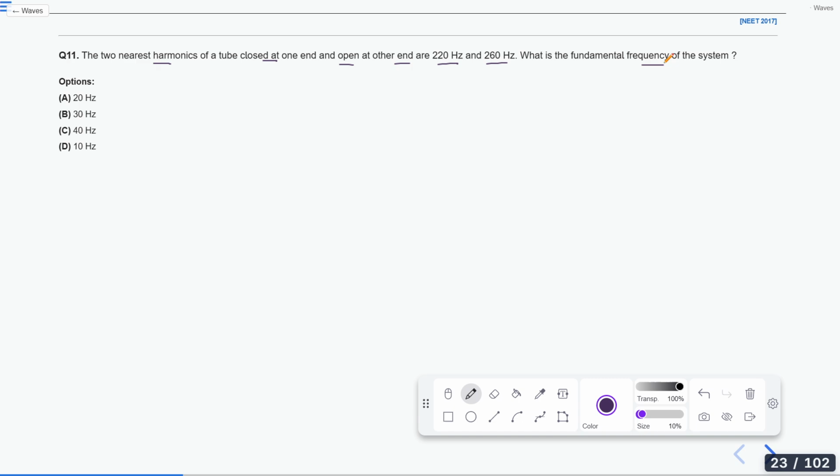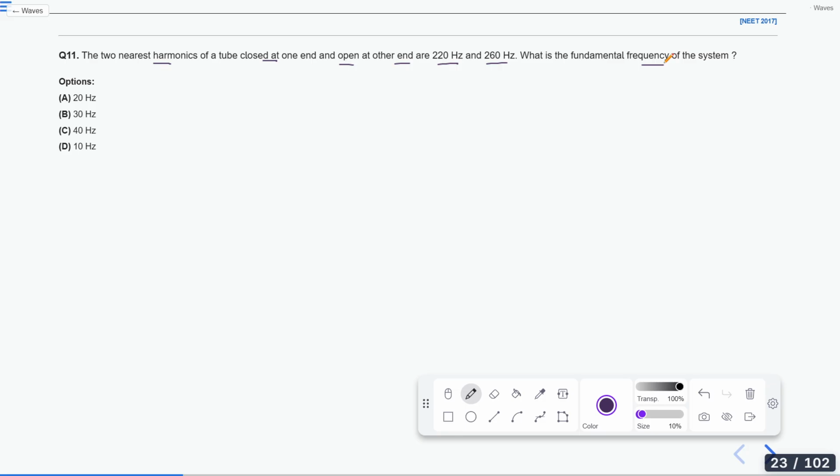So which organ pipe is there? Open or closed? Closed organ pipe. So in closed organ pipe, which harmonics are present? First, third, fifth, seventh, ninth, 11th, and so on. Odd harmonics. So any two nearest harmonics are given, and frequencies for those nearest harmonics are 220 hertz and 260 hertz. So we have to calculate the fundamental frequency.